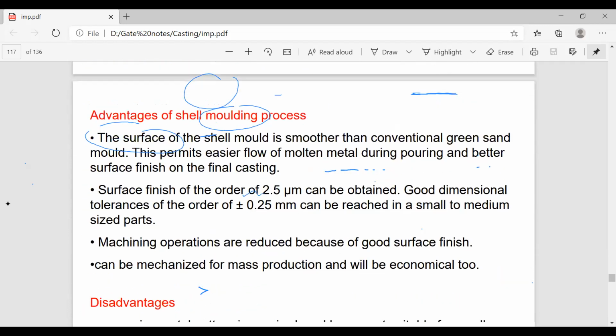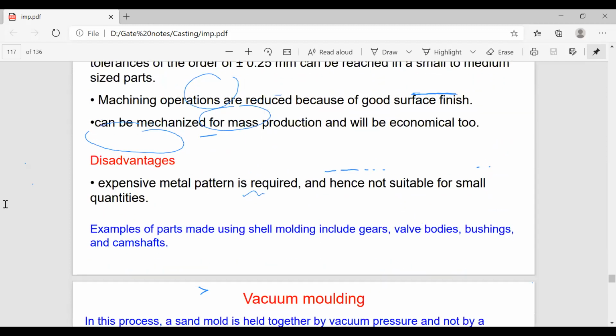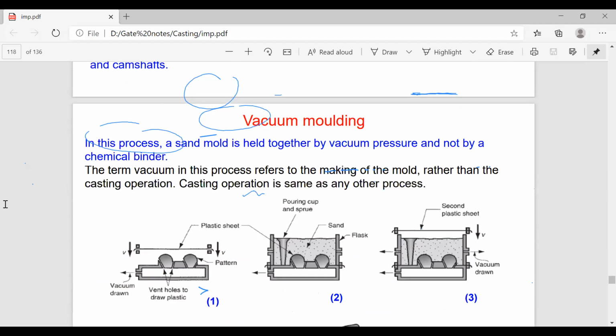So what are the advantages? It is smoother as compared to the green sand mold, and it permits easier metal flow also. They are also saying that we get good surface finish. Then there is vacuum molding.